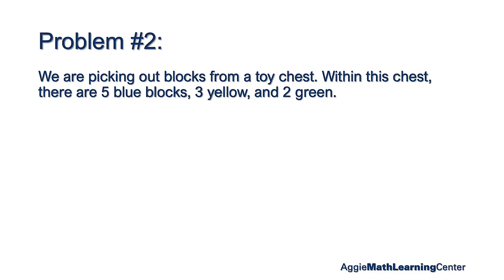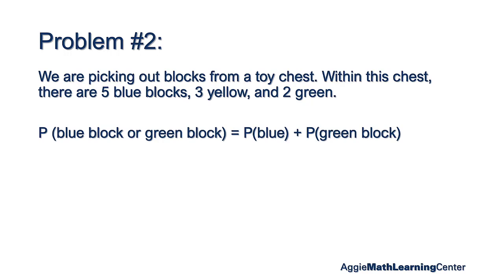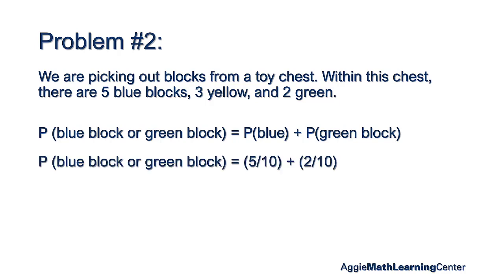Let's further break down the problem-solving process. Begin by writing out exactly what the problem is asking us for, using our addition rule equation. The probability of blue block or green block is equal to the probability of a blue block plus the probability of a green block. Now we can look to our problem to fill in what those probabilities actually are. The probability of a blue block or a green block is equal to 5 out of 10 plus 2 out of 10. There are 10 blocks total, which is why that number is our denominator.